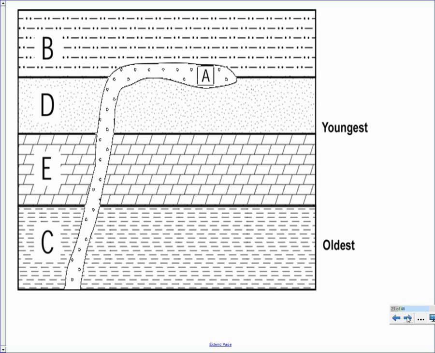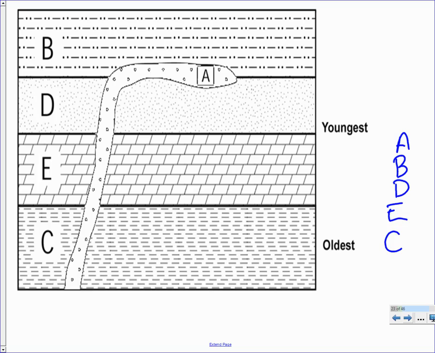For this layer, notice again the sedimentary rock is layering in an undisturbed fashion. It looks perfect. So what comes first? C. Is B affected by A? Yes. Therefore, B had to be there.